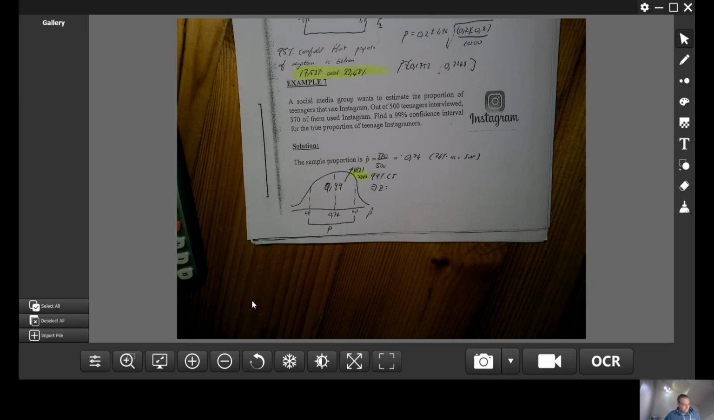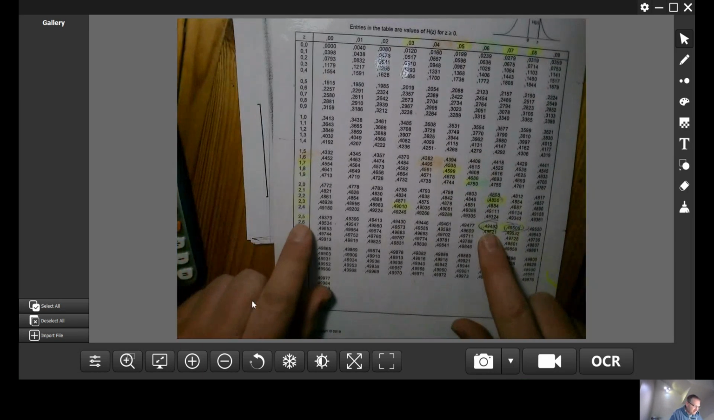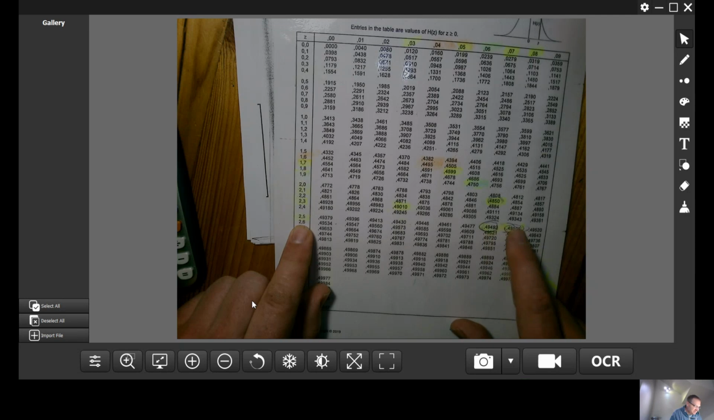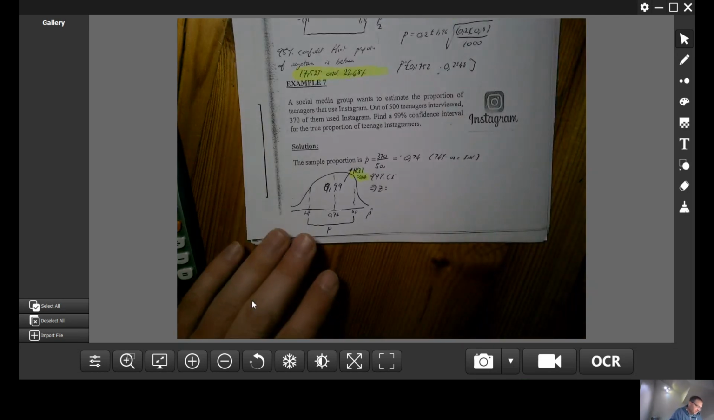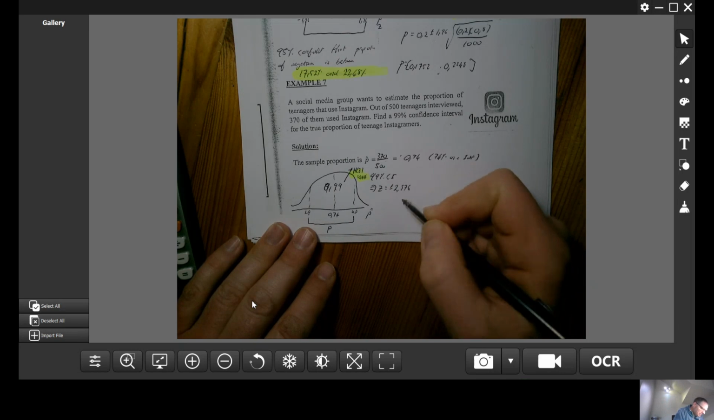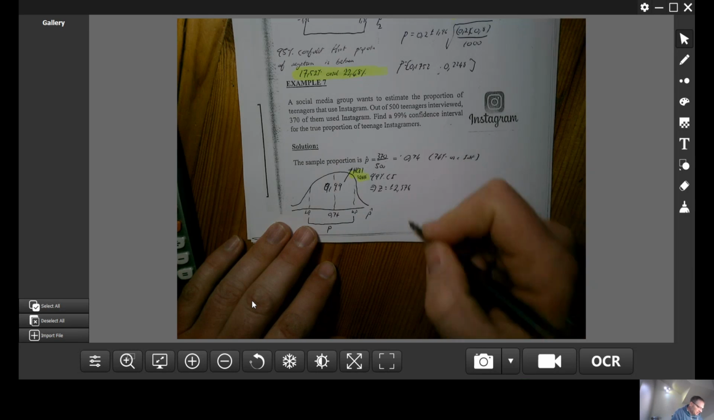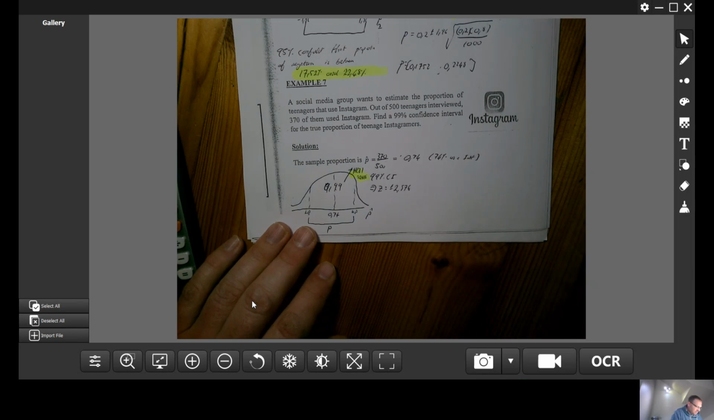So I go to my table. I look for 0.495, which is that weird one in between here, and this is going to be 2.576. You could also use 2.575, but we're going to use a Z score of 2.576. So Z is equal to plus or minus 2.576.